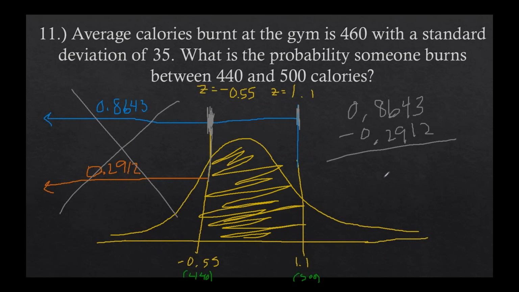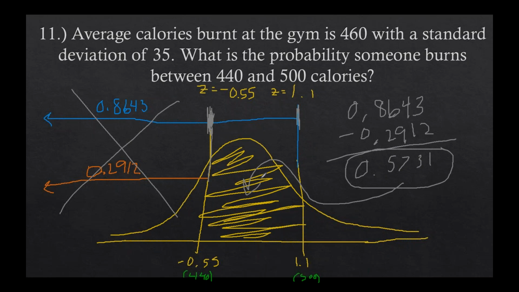Because we know that orange, 0.2912, only represents the tail. The blue represents the tail and the middle piece, and we don't want the tail. So if I take the tail plus middle piece and subtract the tail, I'm just left with the middle piece. And we end up with 0.5731. Very good, 0.5731. So that's the area in the middle there.